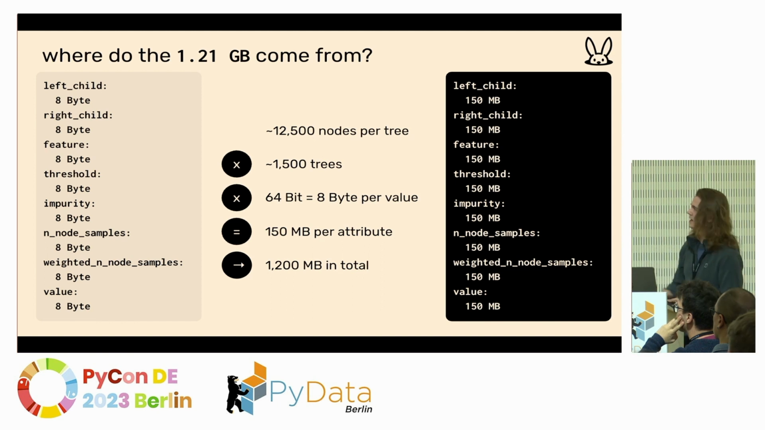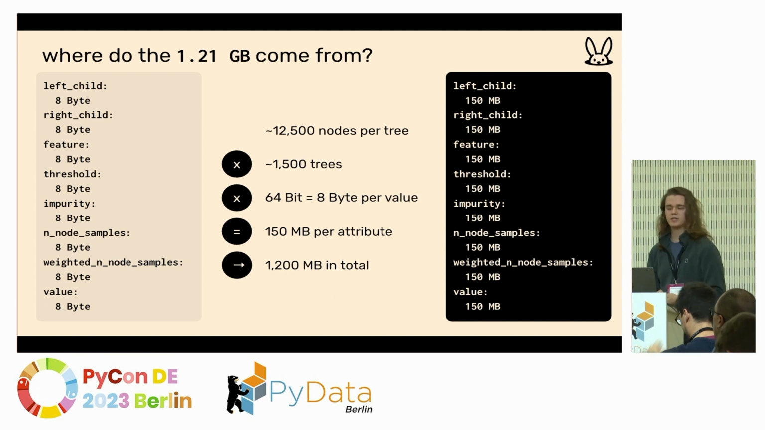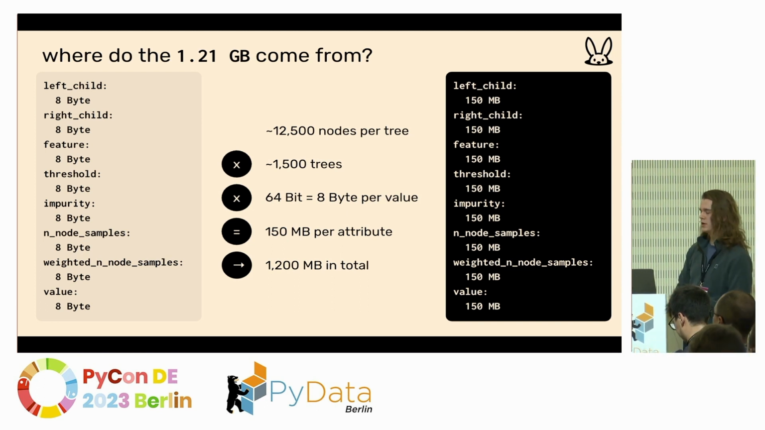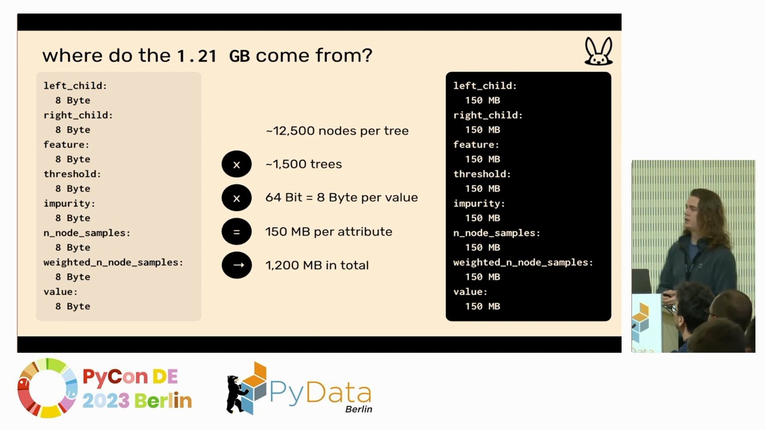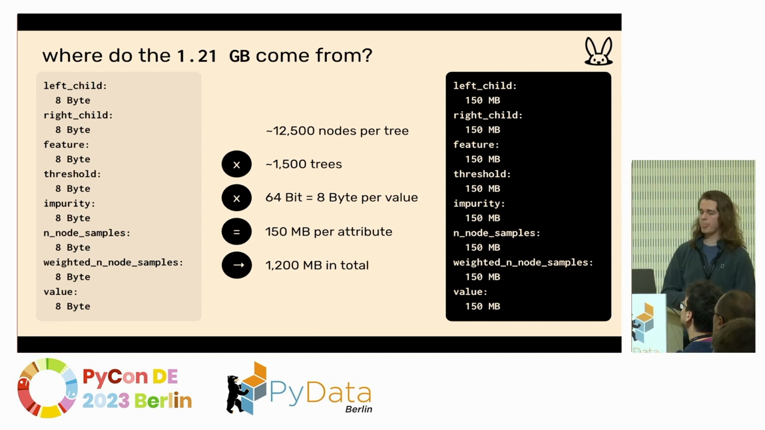And because we have 8 attributes, the left child, right child, feature, threshold, impurity, endnode samples, weighted endnode samples, and value attributes, with these 150 megabytes times 8, we get to 1,200 megabytes in total of disk space usage. That matches approximately with the 1.21 gigabytes that we saw earlier in the presentation.